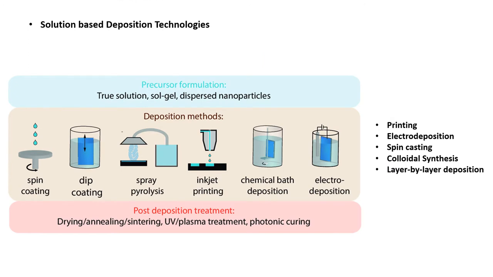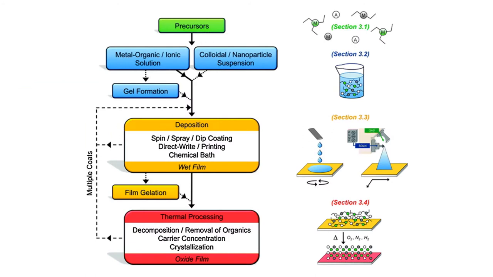The solution-based deposition technology includes precursor formulation in the first step. The desired chemicals are dissolved to obtain a true solution, sol-gel, or dispersed nanoparticles. This is applied onto the surface by a number of methods as the case may require. Post-deposition treatments such as drying, annealing, sintering, UV radiation exposure, plasma treatment, and photonic curing can be done to obtain a stable thin film on the desired surface. The entire steps involved in the process of solution-based deposition technology have been summarized here.